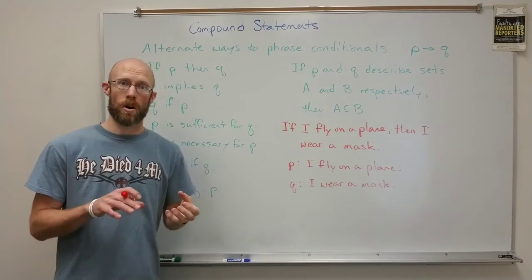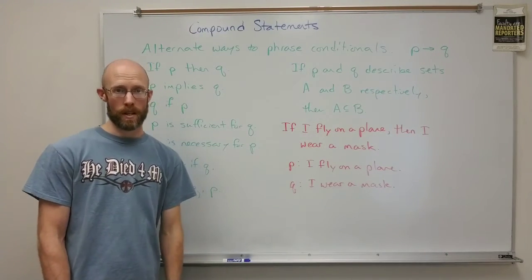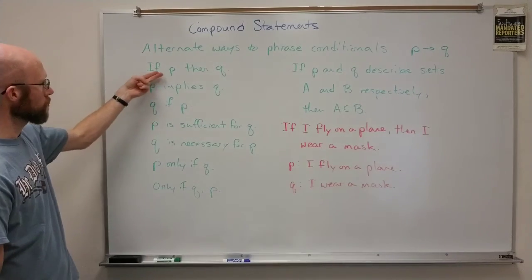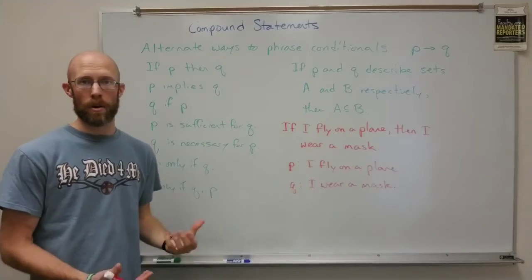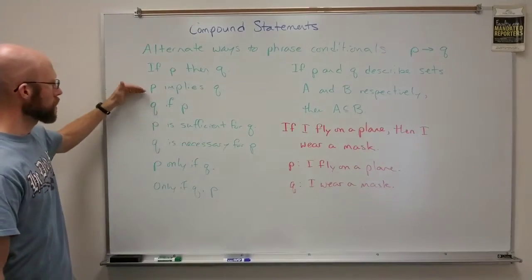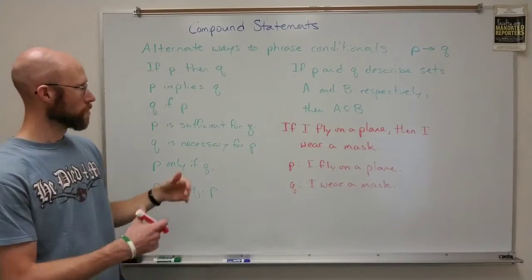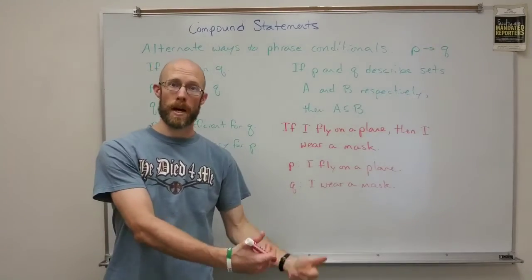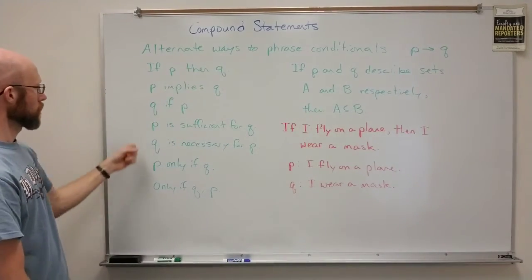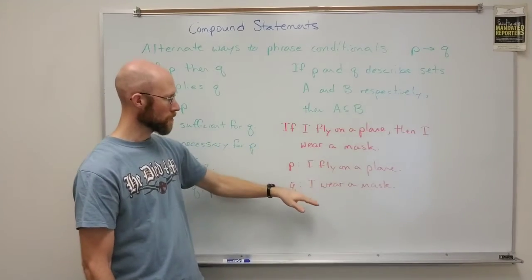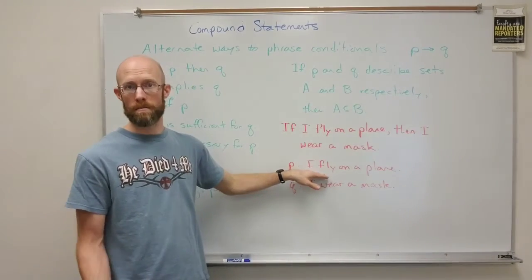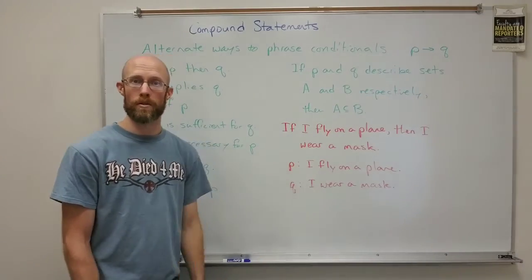So now let's look at all these different ways of saying that are all really equivalent to each other. They're just alternate ways of phrasing it. So if P then Q, that's the original here. If I fly on a plane, then I wear a mask. P implies Q, so flying on a plane implies that I must wear a mask, okay? Q if P: I wear a mask if I fly on a plane, right? That would be an alternate way of stating it.